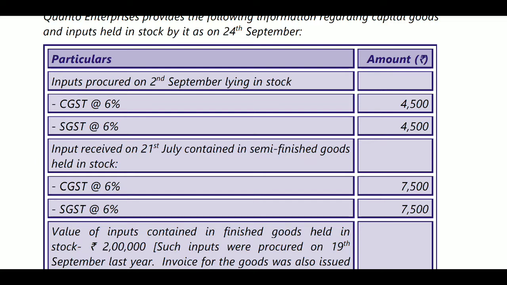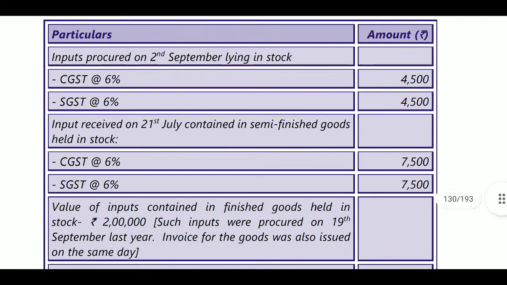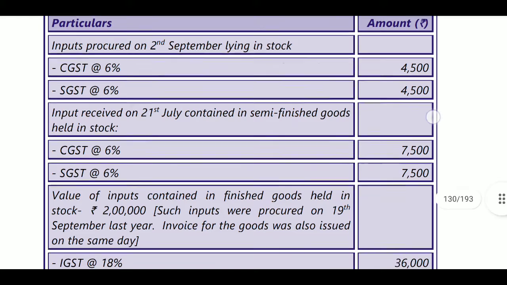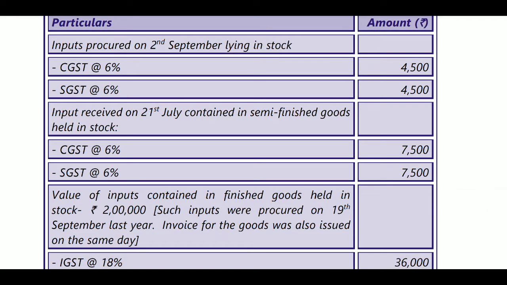Input was procured on 2nd September and was lying in stock. That is 4,500, so you can use that amount, no problem. Next, input received on 21st July contained in semi-finished goods held in stock. So it is also allowable. Inputs in finished goods and semi-finished goods lying in stock are allowable. So 4,500 and 7,500, CGST and SGST, total 12,000 is allowable.